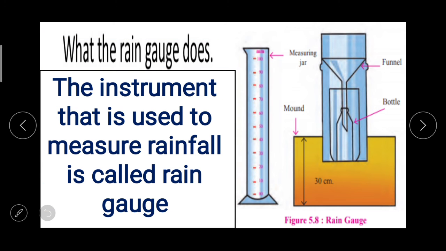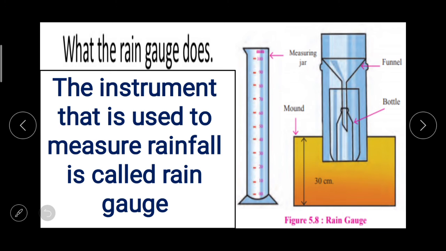Rain gauge. What is the use of rain gauge? The instrument that is used to measure rainfall is called rain gauge. Very simple definition and very easy to understand. Just as we use different things to measure or weigh different things, similarly if we want to measure rain, then we use an instrument and that instrument is called rain gauge.